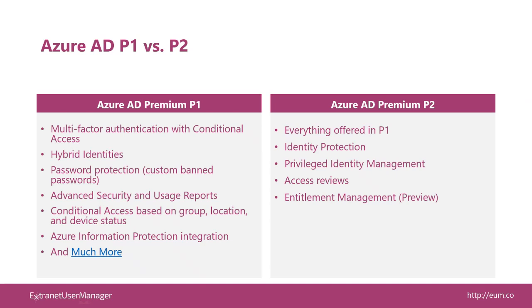Some of the other things, the hybrid identities, password protection, those are important, but they're not as relevant from an external sharing point of view. Some of the things that are, getting conditional access rules based on group, location, device. So if I'm accessing this group as an external user, maybe I have no MFA, but if I'm accessing this super secret confidential one, I do have to go through MFA.